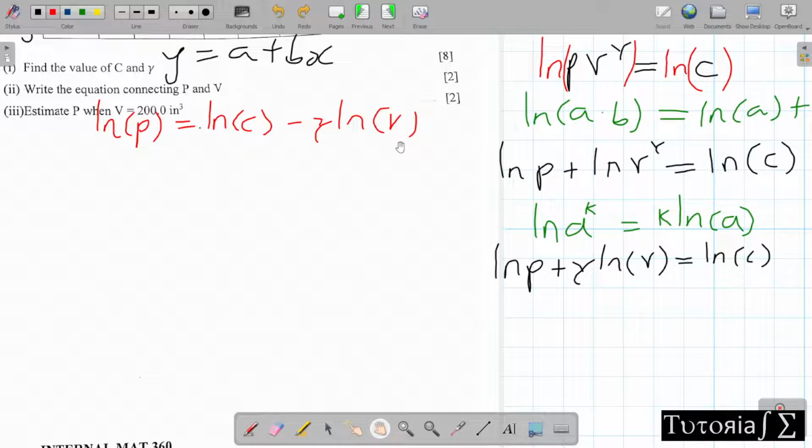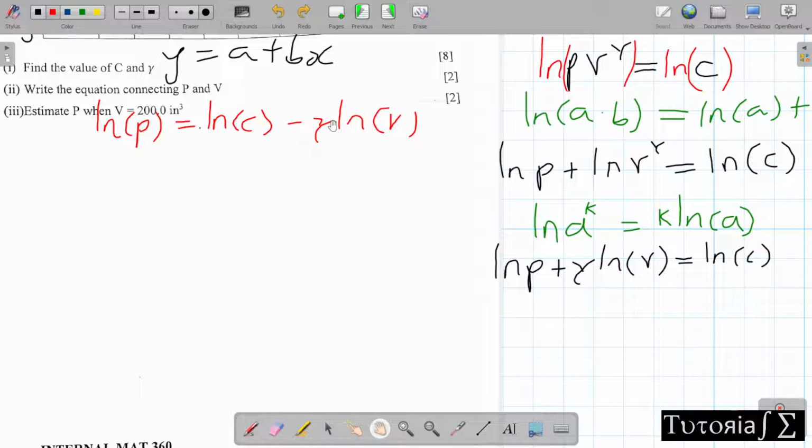Okay, and the reason why we've replaced the c here, because c is a constant, p is a variable, and v is a variable. Same applies here. Y is a variable, x is a variable, b is a constant, and a is a constant. Same applies here. Mu is a constant as well.